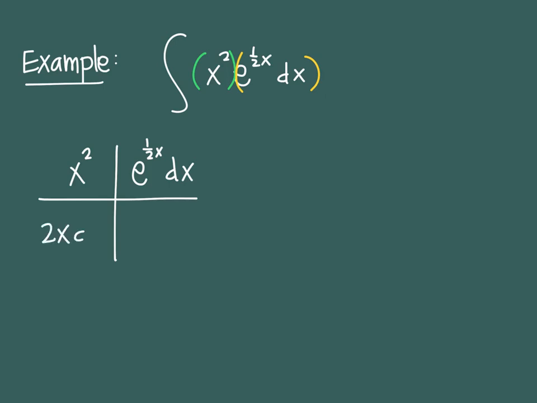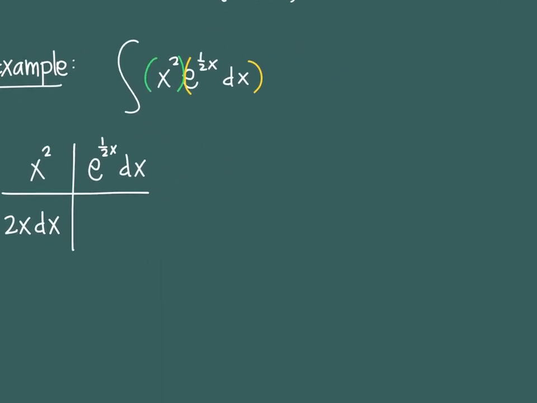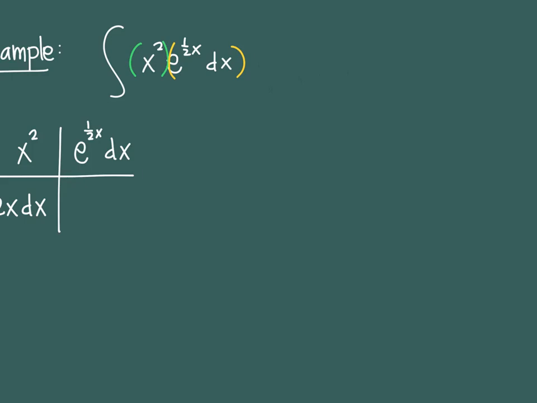The differential of x squared is 2x dx. If you don't remember how to do that, it was du/dx is 2x, and then we separate the dx from both sides, so that's where that comes from. Then we want the antiderivative of e to the half x, which is going to be e to the half x divided by half and divided by the natural log of e, which can be cleaned up, so I write this as 2 e to the half x. And then there's a plus c.